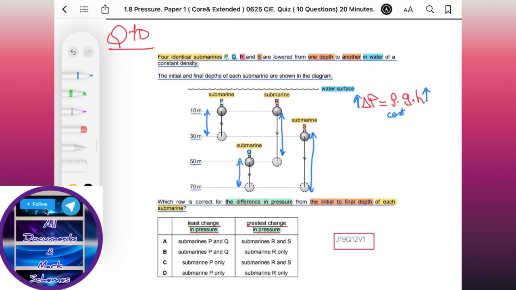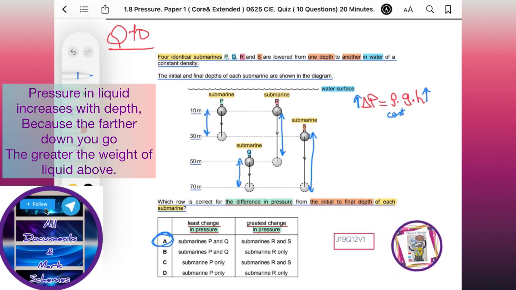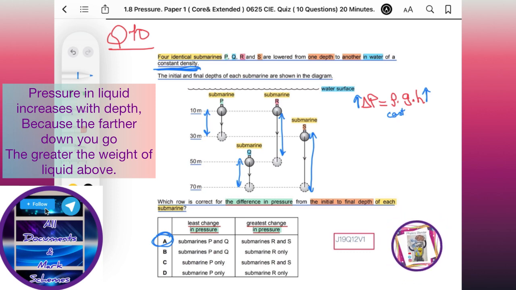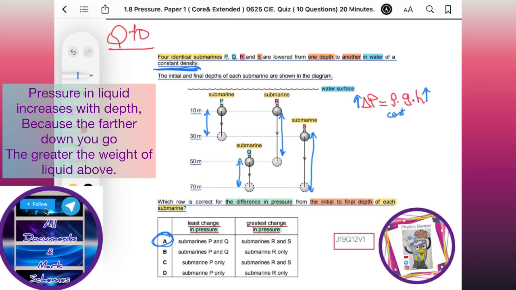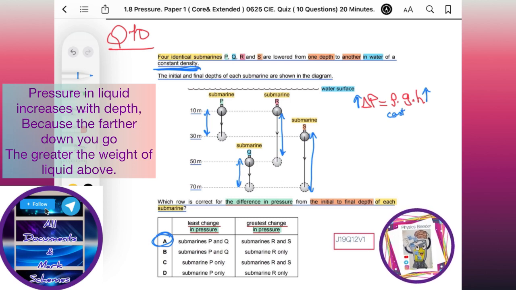So again, the two factors, let's choose A, is the correct answer. The two factors are density and depth, but in this case density is constant, so we are comparing depth and pressure. The deeper the object, the more pressure the liquid above this object exerts.